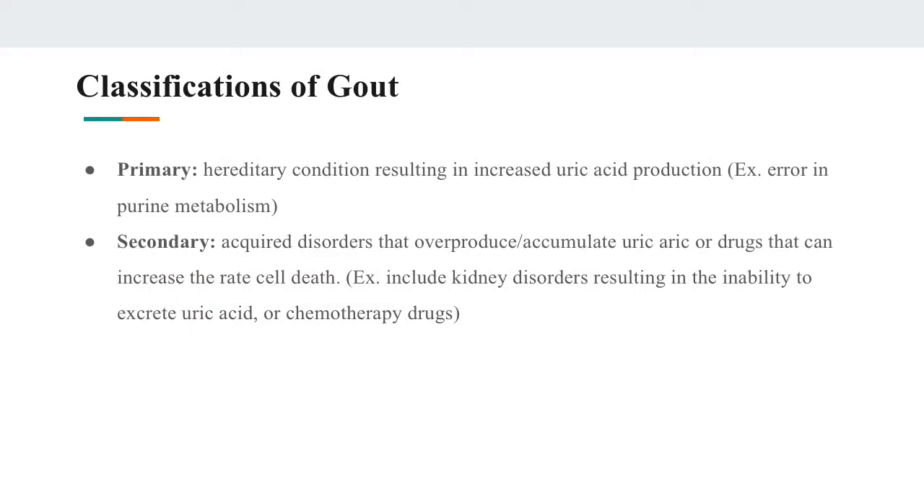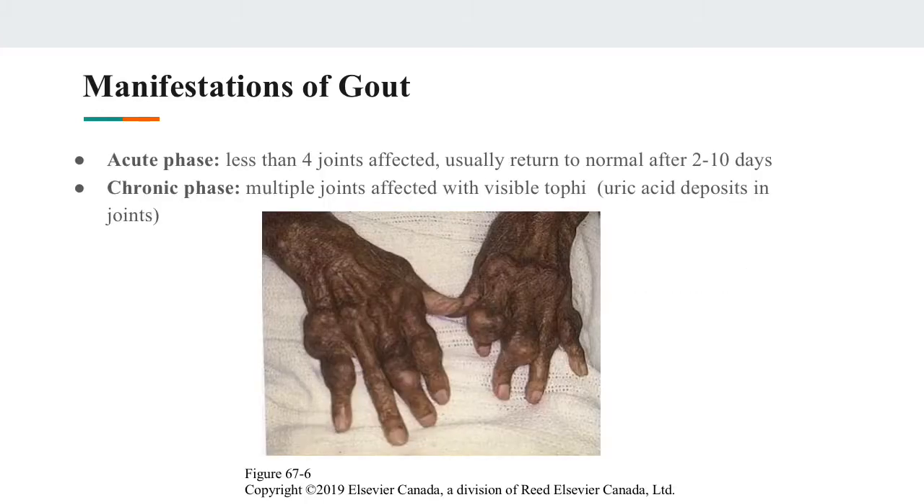There are two classifications of gout called primary and secondary gout. Primary gout is solely related to a hereditary condition resulting in increased uric acid, whereas secondary gout involves other acquired disorders that can produce an increase in uric acid in the body, or drugs that can increase the rate of cell death. There are several manifestations and complications that can occur with gouty arthritis. Two phases of gouty arthritis that we will be discussing will be the acute phase of gouty arthritis and the chronic phase of gouty arthritis.